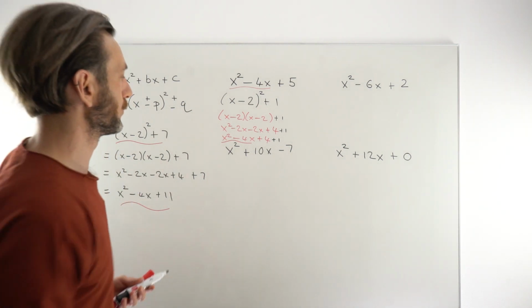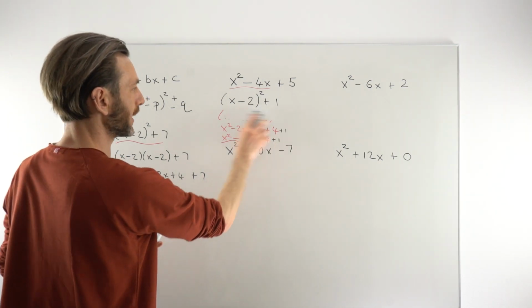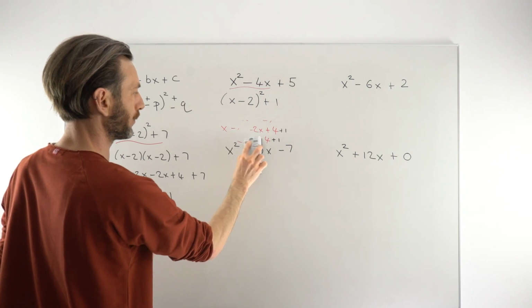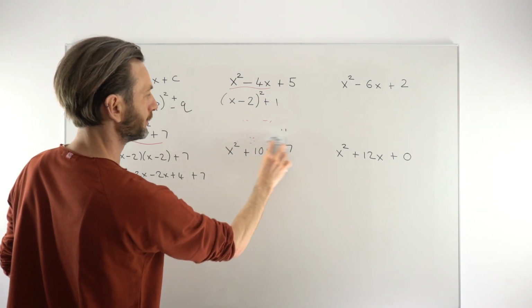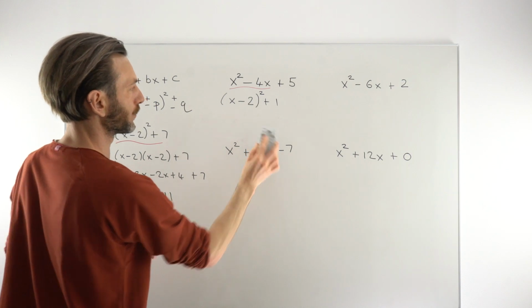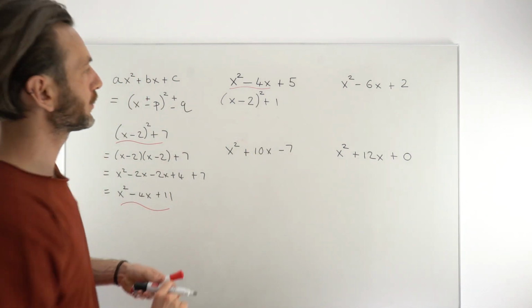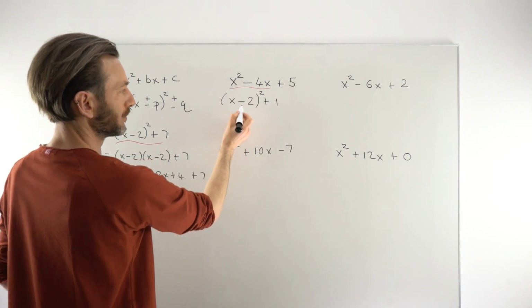So in terms of it being a process to write these in completed square form, when we write them in completed square form, all that we do is take half the coefficient of the x, put it in the bracket.